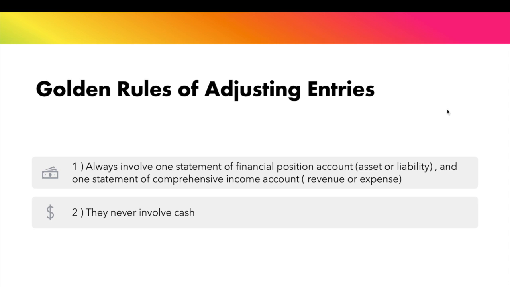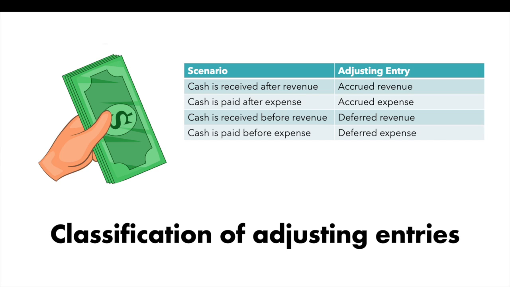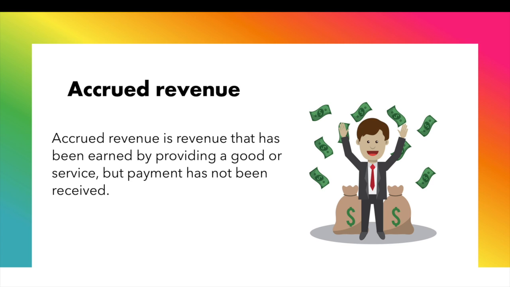There are two golden rules of adjusting entries. Firstly, adjusting entries involve one statement of financial position account and one statement of comprehensive income account. And secondly, they never involve cash. There are four main types of adjusting entries I'll be talking about today: accrued revenue, accrued expense, deferred revenue, and deferred expense. Firstly, we are going to look at accrued revenue.